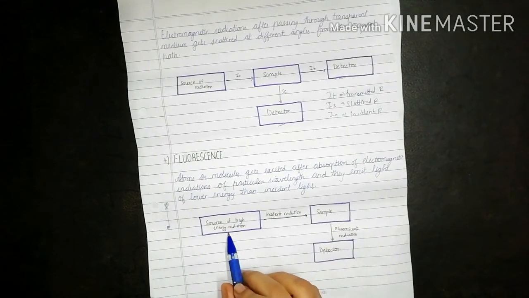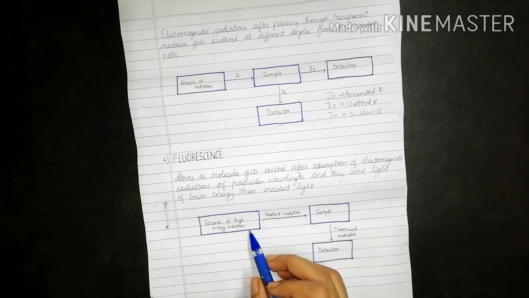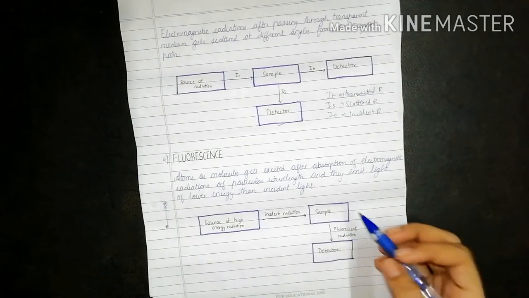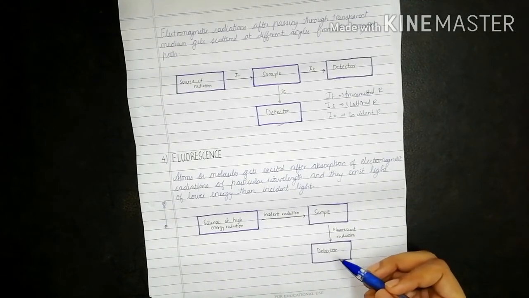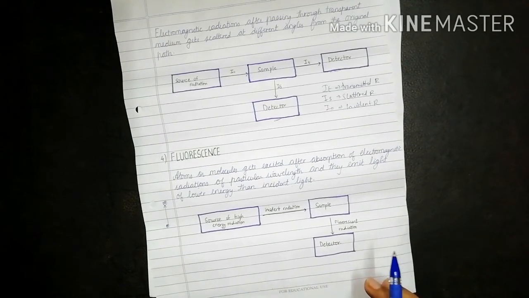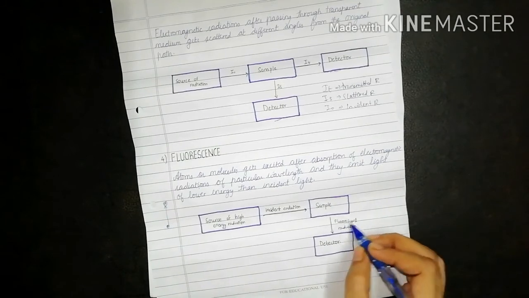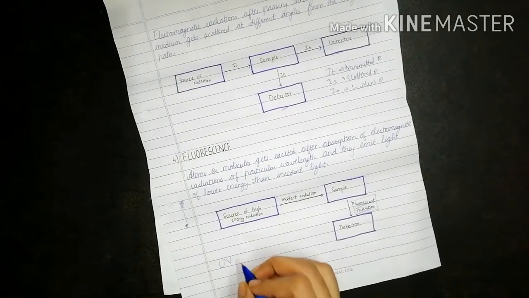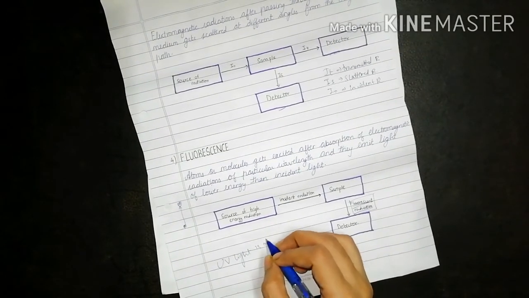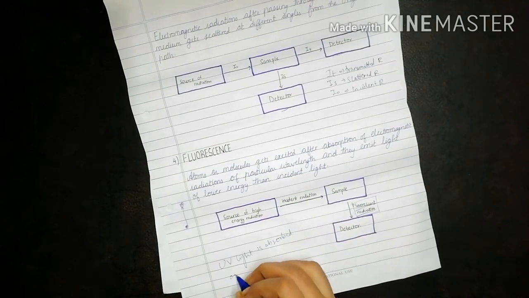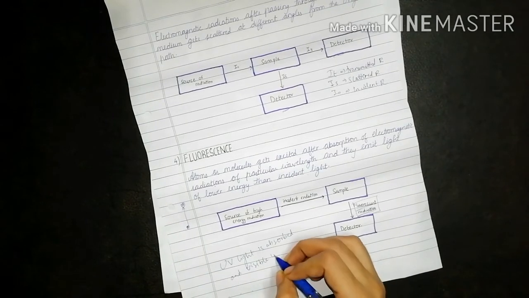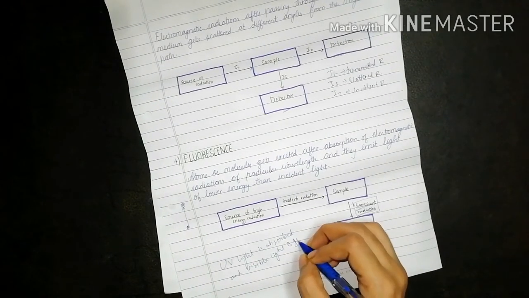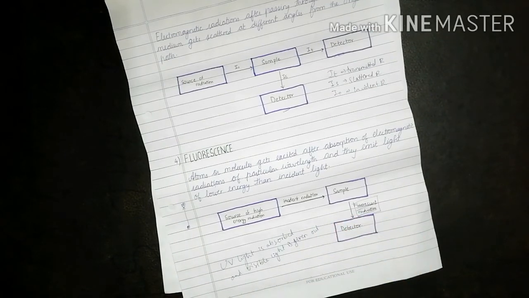Now see, a source of high energy radiation is giving radiation to the sample, and the sample in return is radiating light that is of lower energy than the incident light. So the fluorescent radiation is given out in this step. An example of this is UV light being absorbed and visible light being given out. It's a very important emission process.